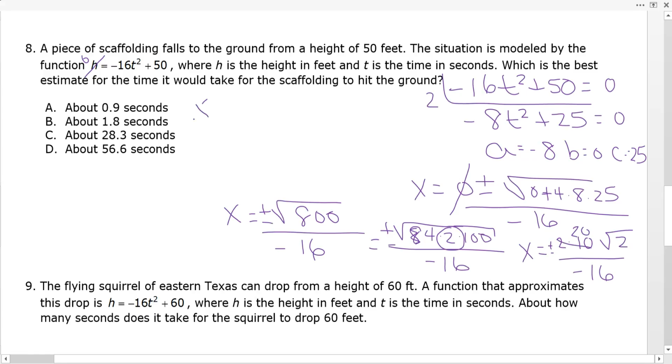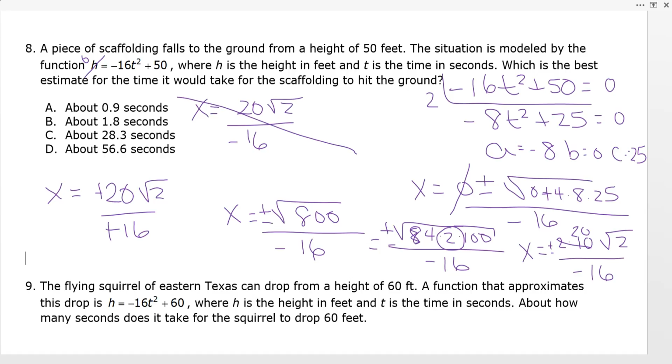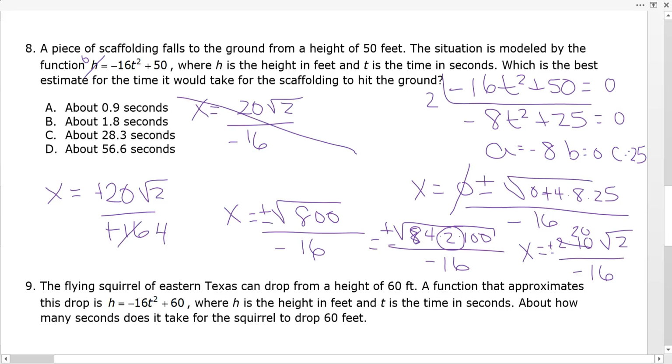So it's either going to be x equals 20 times the square root of 2 over negative 16, or x equals negative 20 square root of 2 over negative 16. So it's not going to be this one because that's going to be a negative number. If I have two negatives, they change to a positive. So let's think about 20 divided by 16, or I'm going to find a common factor, which is going to be 4. So that's going to be 4, that's going to be 5. So I have 5 over 4, which is a little more than 1.